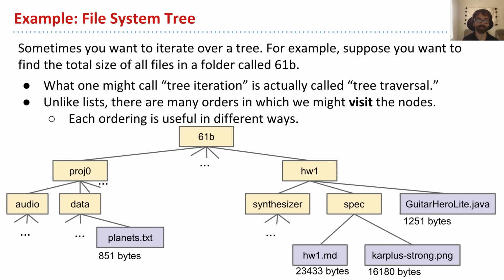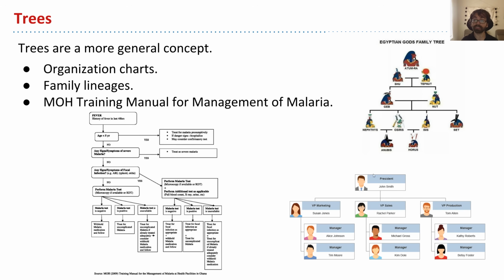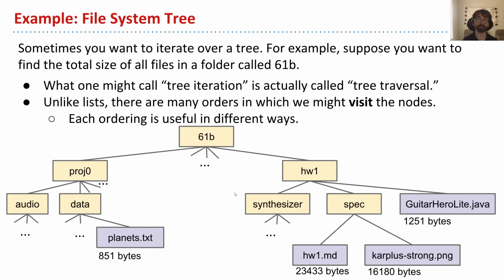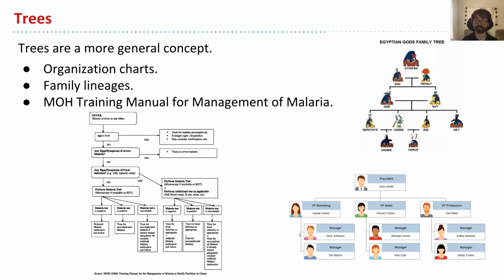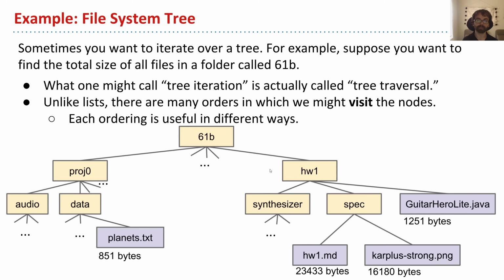So knowing that trees are general purpose objects, sometimes you want to iterate over a tree. Maybe I want to print out the names of everyone who works at the company. Or let's suppose you want to find the total size of all files in a folder called 61B. Well, it turns out that file folders on a computer are also a type of tree. Here, I have a folder named 61B with 2 folders named Proj 0 and Homework 1 and perhaps some others. And let's say I want to print out the total size of all the files. Well, in that case, we need to iterate over this tree.